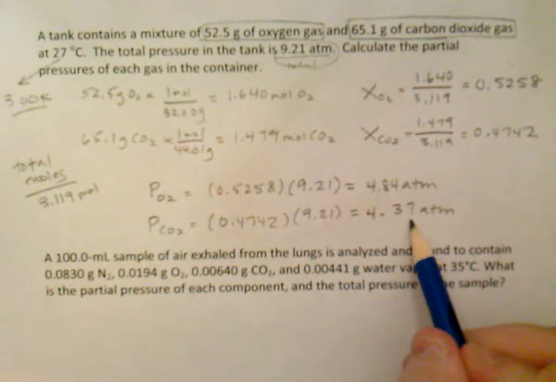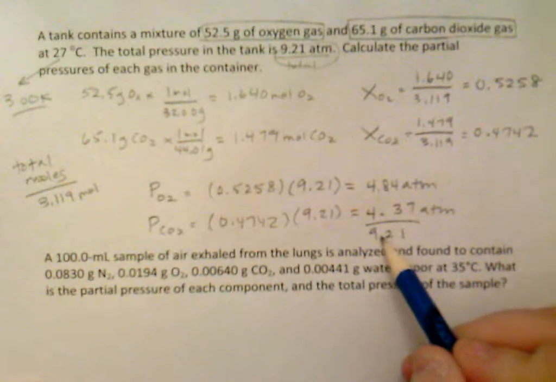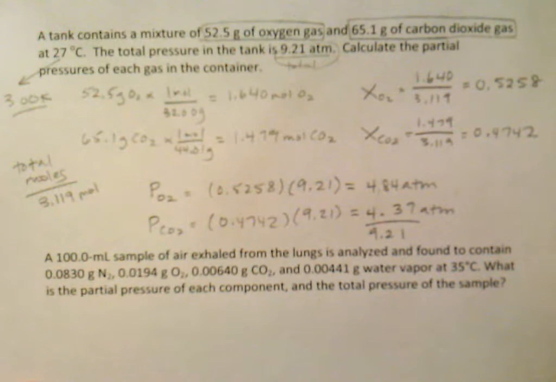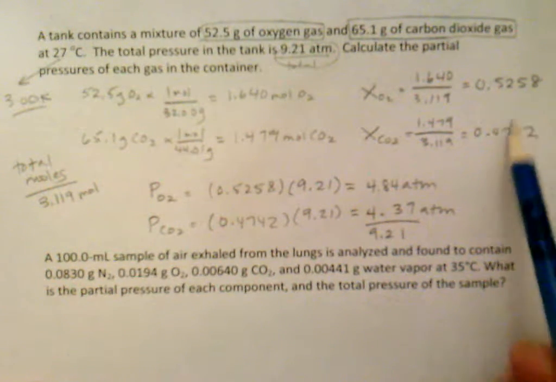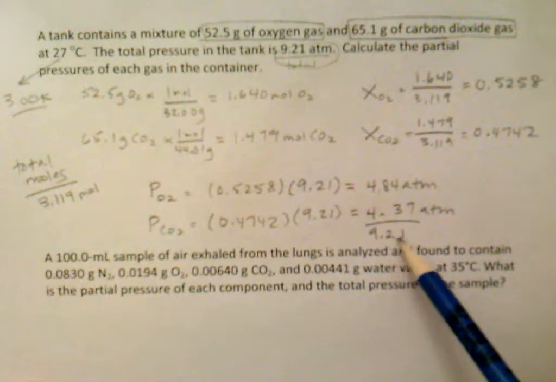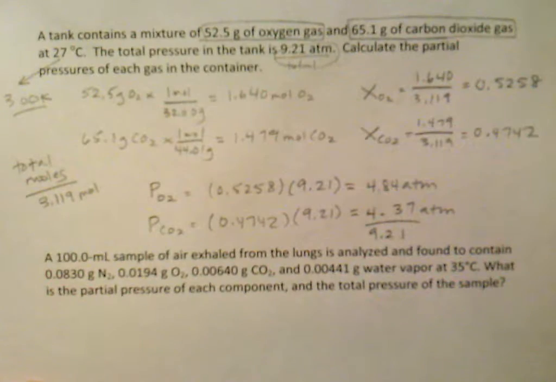Now, it's really helpful if you just were to add these two things up, 4.84 plus 4.37, and you get 9.21, just to check yourself to make sure that you haven't made any math errors anywhere. Your mole fractions should add up to 1. Your total pressure should be the sum of your partial pressures. So this should add up to your total pressure. Just a way to check yourself.